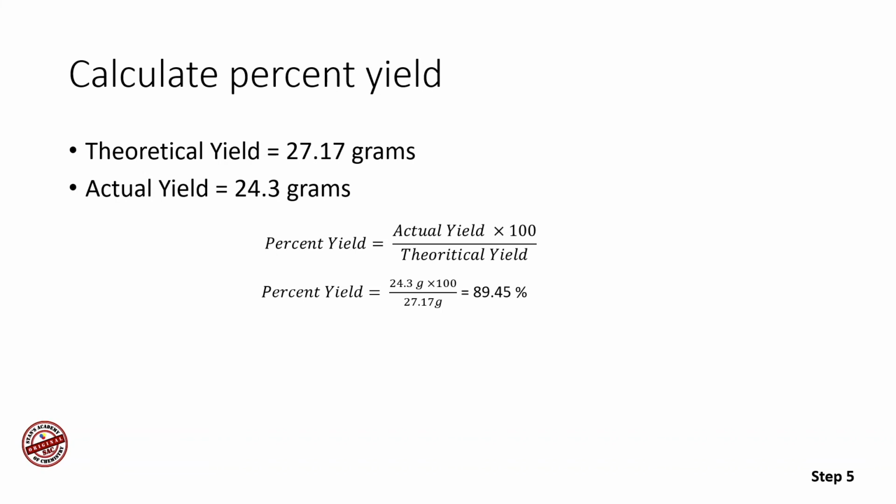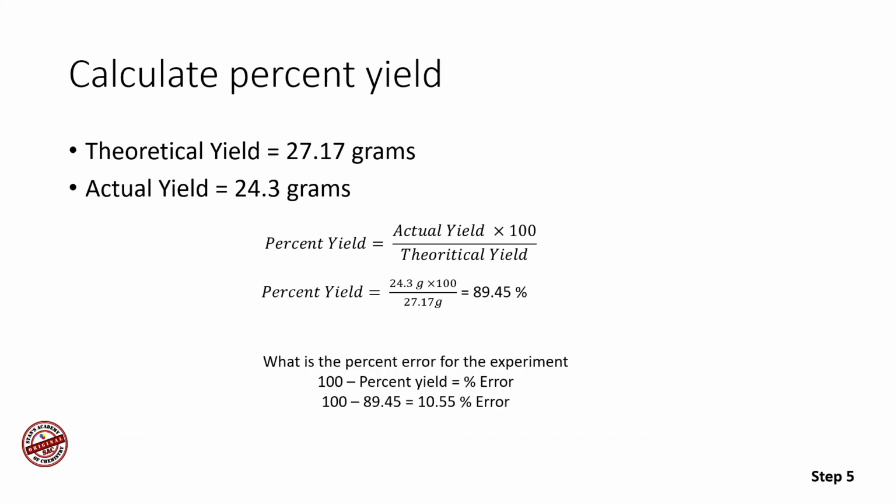If you have the percentage yield, you can also calculate percentage error. 100 minus percentage yield is equal to percent error. So in this case, 100 minus 89.45 is equal to 10.55%. That's it for now.